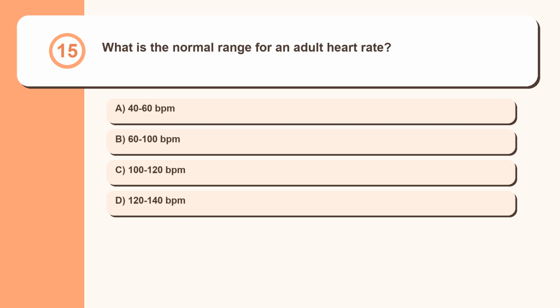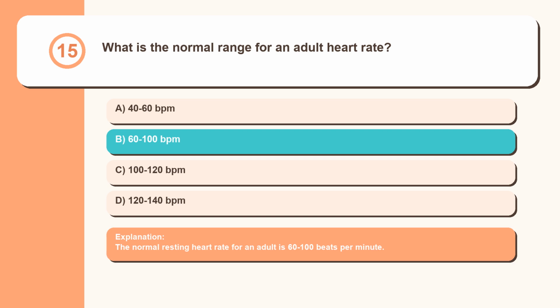Question 15. What is the normal range for an adult heart rate? 40 to 60 bpm, 60 to 100 bpm, 100 to 120 bpm, 120 to 140 bpm. The normal resting heart rate for an adult is 60 to 100 beats per minute.